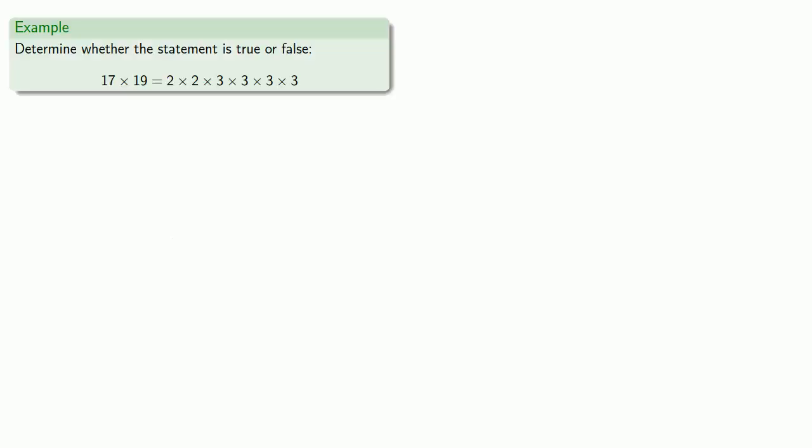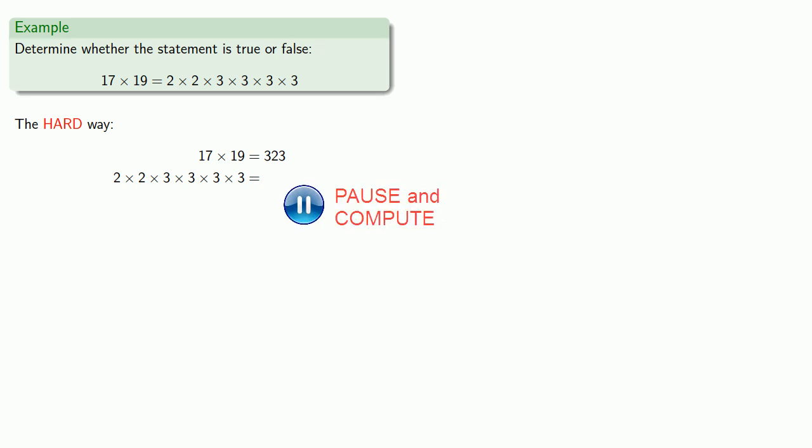So let's take a look, determine whether the statement is true or false. 17 times 9 equals 2 by 2 by 3 by 3 by 3 by 3. Now there's two ways we can do this. First, there's the hard way. We can multiply 17 times 9. We can multiply 2 by 2 by 3 by 3 by 3 by 3. And after all that work, we can see they are not equal.